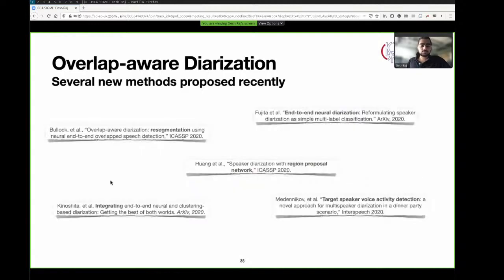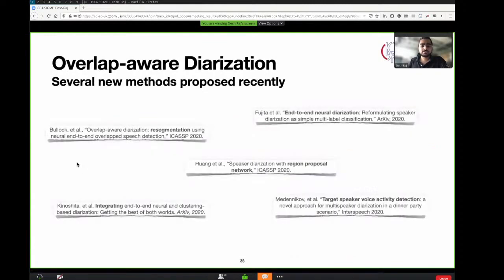So this approach that I mentioned now is not really the only method that can do overlap aware diarization. Specifically in the last year, there have been numerous methods proposed to solve this problem, such as the ones that I mentioned: EEND, region proposal networks, overlap aware resegmentation using VB resegmentation, target speaker voice activity detection. This is a popular method that helped the STC team from Russia to win the CHiME-6 challenge, and so on.